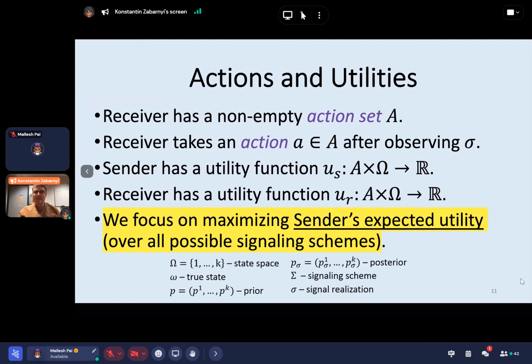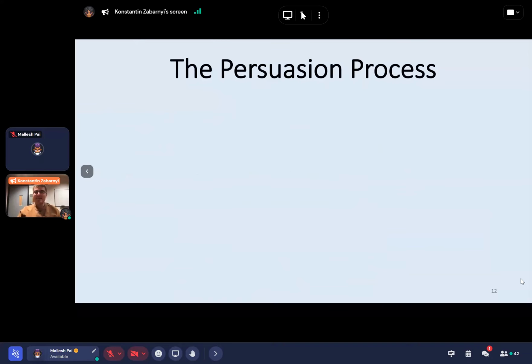Note that the designer in this setting is the sender, and therefore, as is natural, the research focuses on the sender's point of view, which means that we help the sender to choose the best possible signaling scheme, in terms of maximizing the expected sender's utility over the signaling scheme. Let's describe the persuasion process in detail.